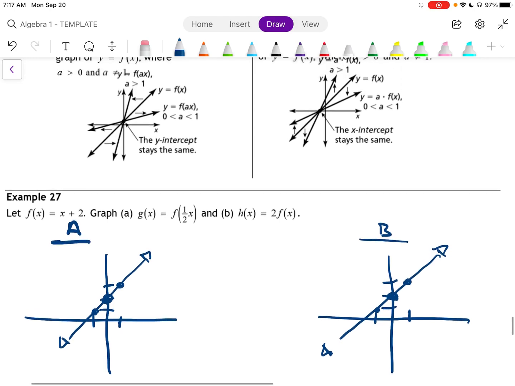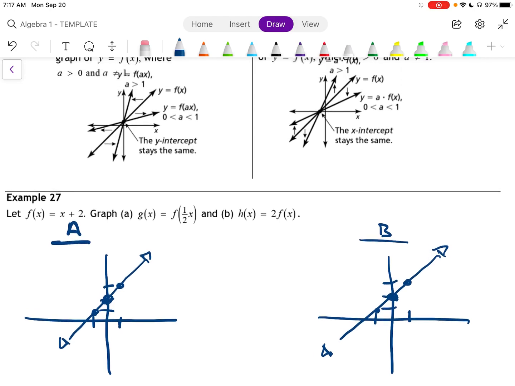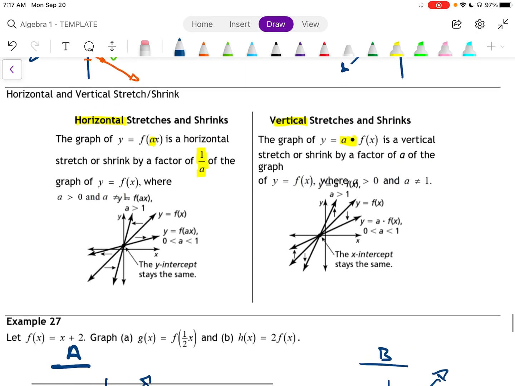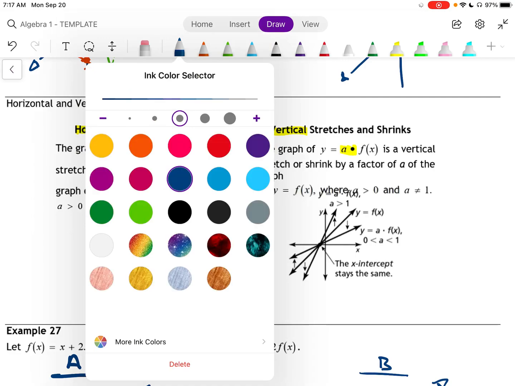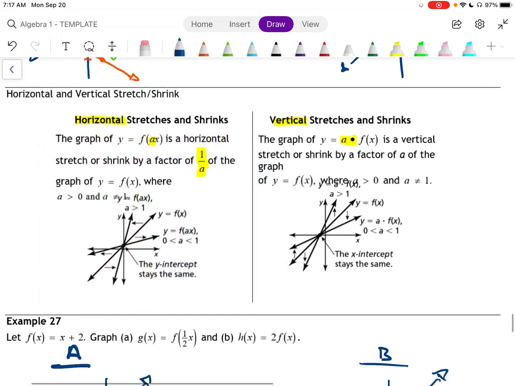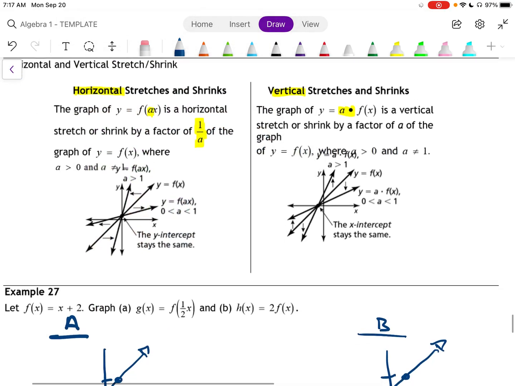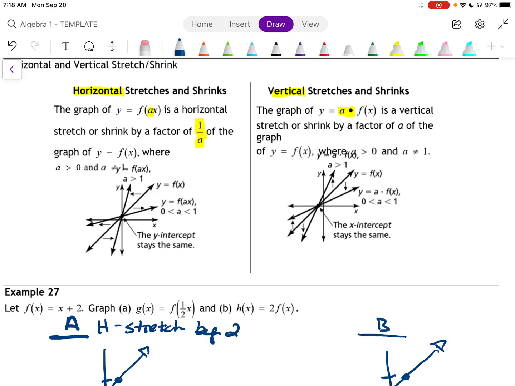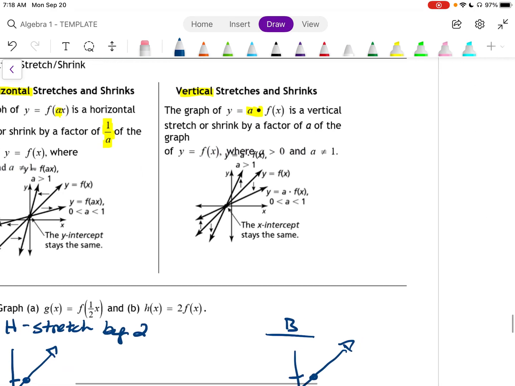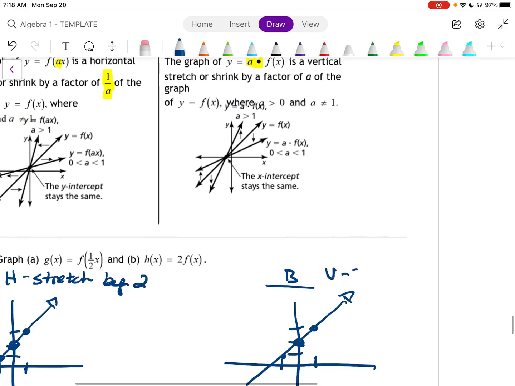Now for A, the graph is f of 1 over 2x, where it's inside the parentheses. So this is going to be a horizontal stretch, and it's always the reciprocal. So it's going to be a horizontal stretch by 2. So we'll call it an h stretch by 2. And then we have the 2 sitting out front, and that one's a vertical stretch by 2.